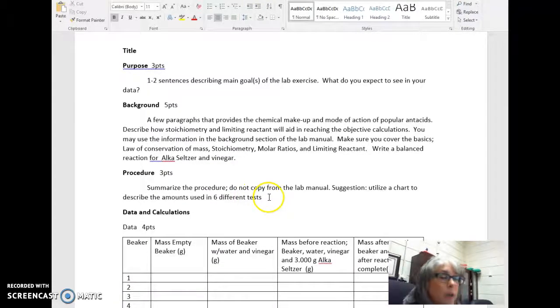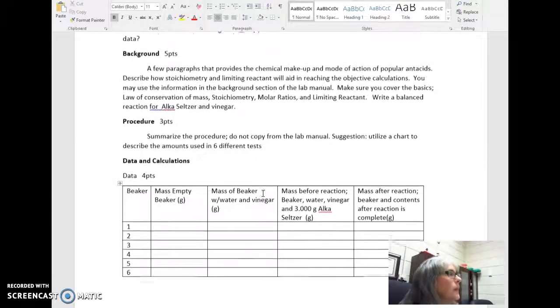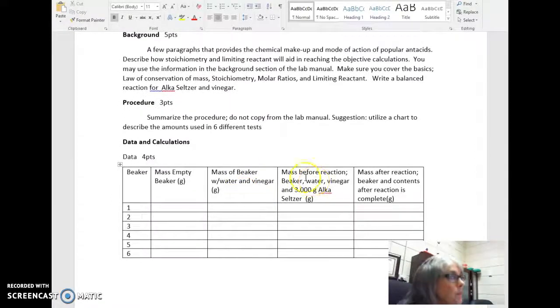The procedure, you need to just summarize the procedure. It doesn't need to be terribly long, more than a sentence or 2, and probably needs to include a chart to show how much water and how much vinegar is in each of the 6 different reactions you're going to be doing. Okay, so here's your data.